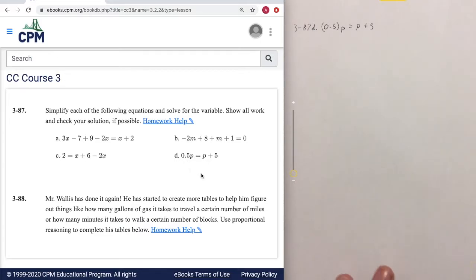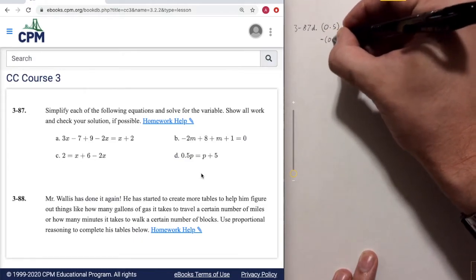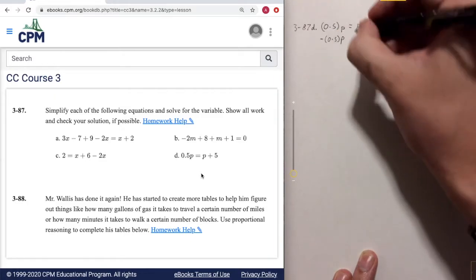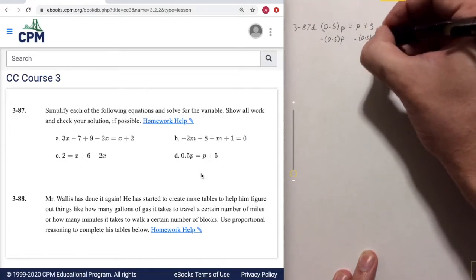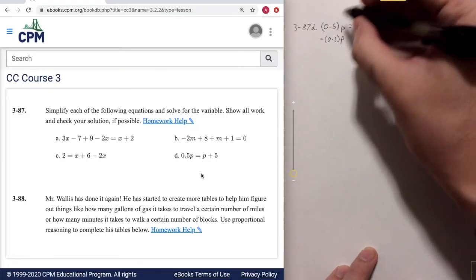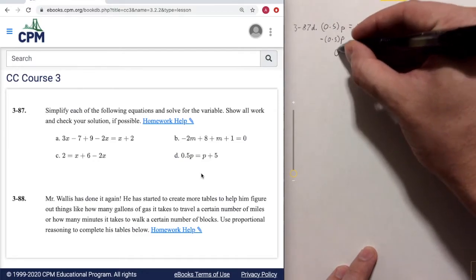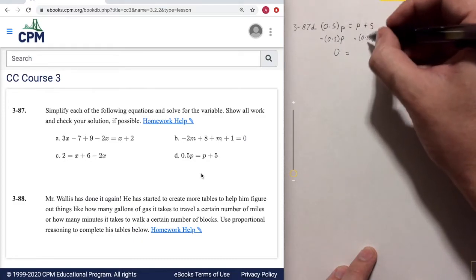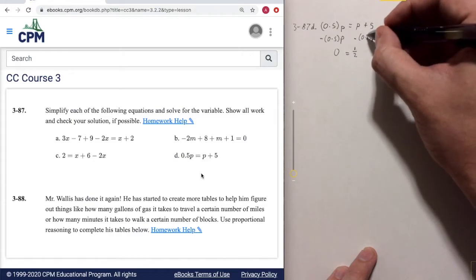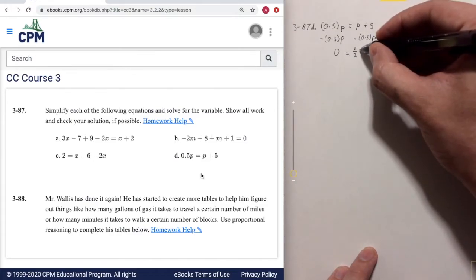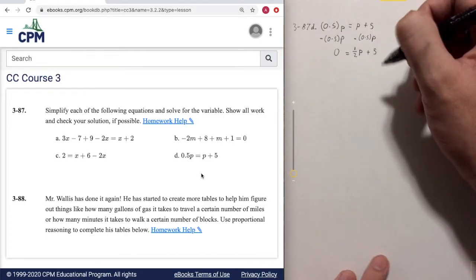So if we subtract half a P, or if we subtract a 0.5 P from each side, and we're doing it on both sides, so it keeps the equation the same. These two will cancel out to 0, and on the right side we'll be left with half a P. And I'm just going to write that as a fraction, but it's the same thing as 0.5. We have half a P left plus 5.